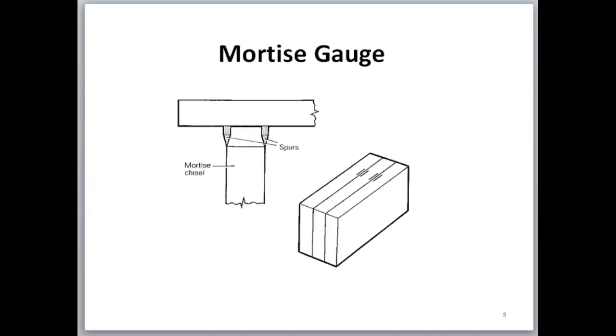Now, this diagram shows you the correct way to adjust the mortise gauge spurs when you are measuring the width of the mortise. So we can see the mortise chisel, the mortise gauge, and you can see how the mortise gauge is set to the mortise chisel to get the correct width for marking on the piece of stock.